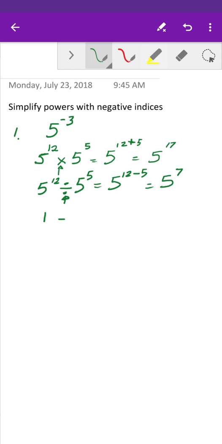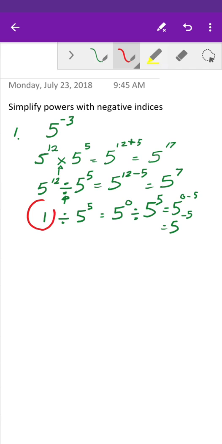Now this minus, if we have 1 divided by 5 to the power of 5, 1 is no factors of 5, 5 factors of 5, and 5 to the power of 0 minus 5 equals 5 to the power of negative 5. So the negative comes from a divide. Now, of course, there's a new concept in here where 1 is no factors of 5.